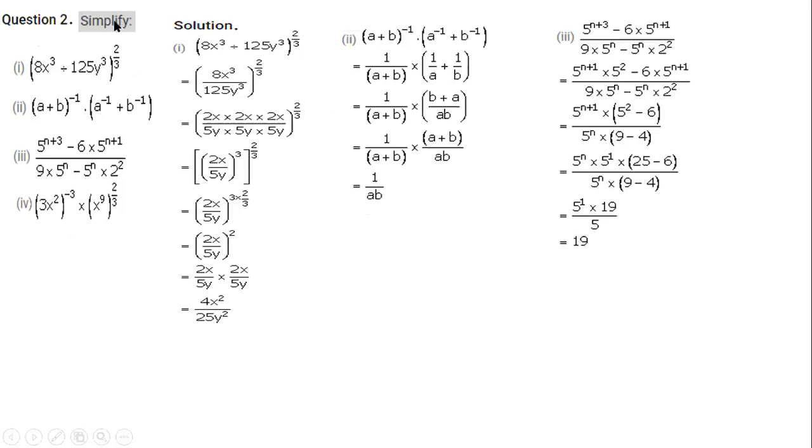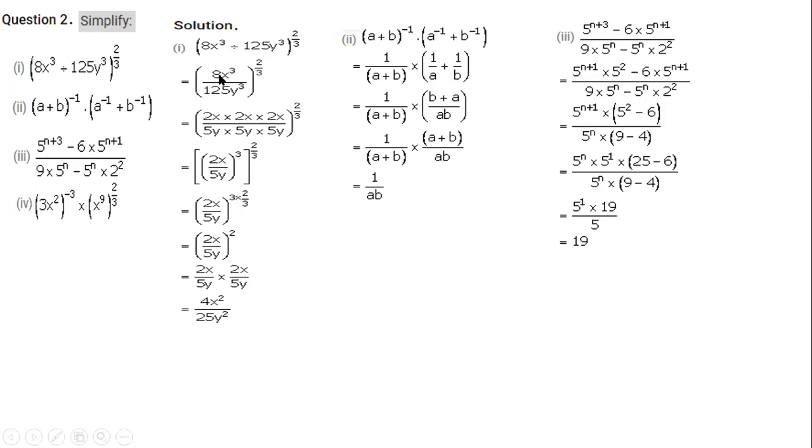Next, we have to simplify these expressions. The first one is (8x^3 divided by 125y^3) to the power 2/3. We have to simplify this. See, the division sign is there, so we can write (8x^3 over 125y^3) whole power 2/3.